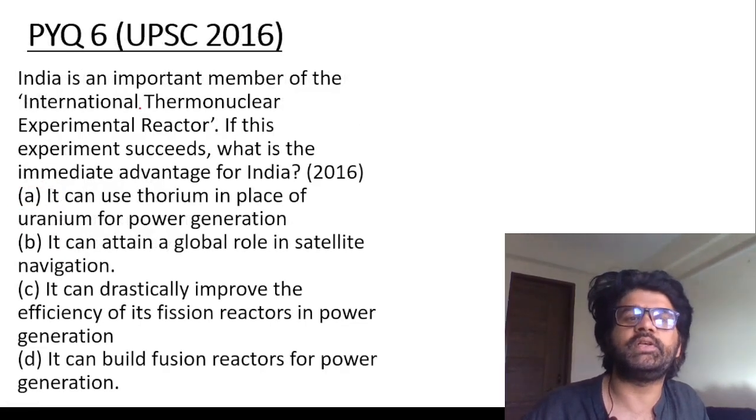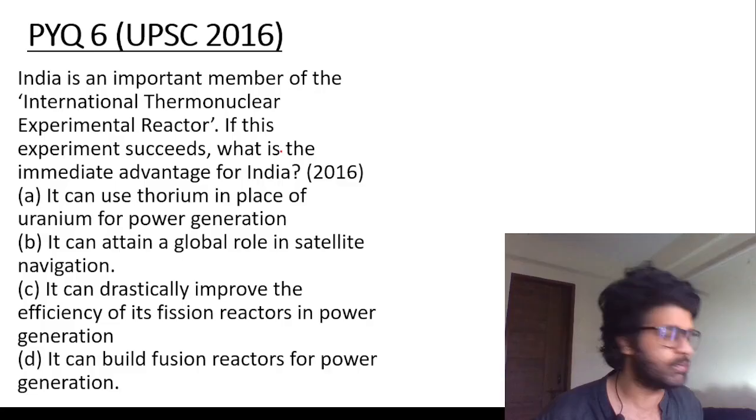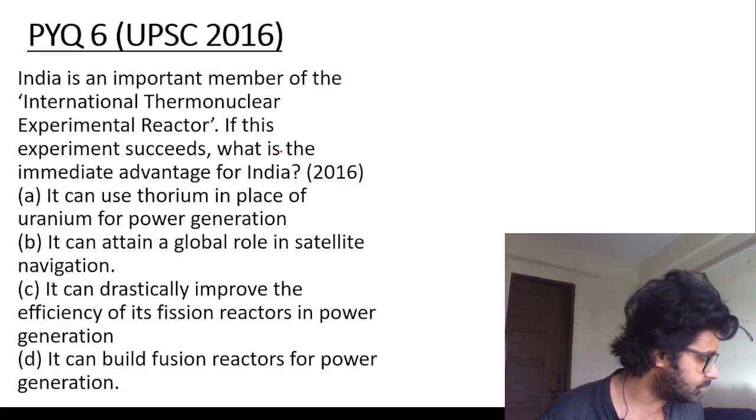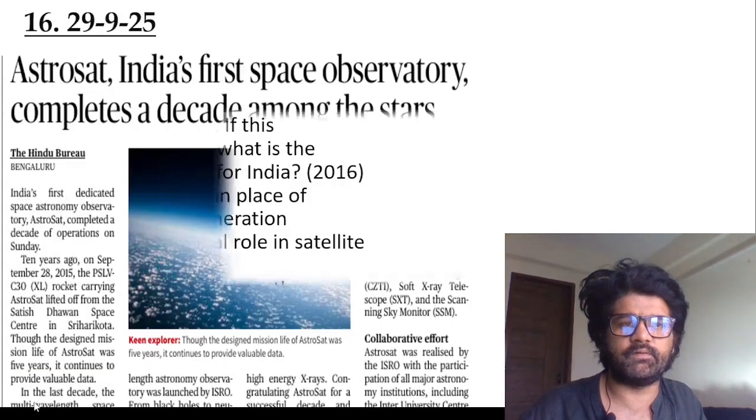PYQ 6, UPSC 2016. India is an important member of ITER. If this experiment succeeds, what is the immediate advantage for India? It can build fusion reactors for power generation.